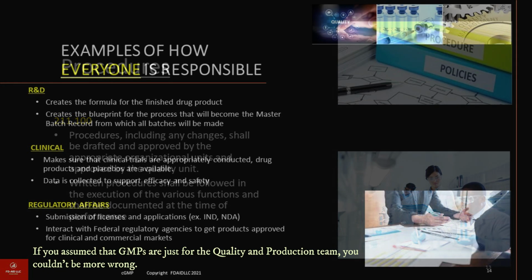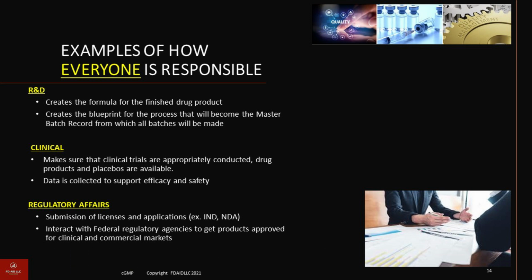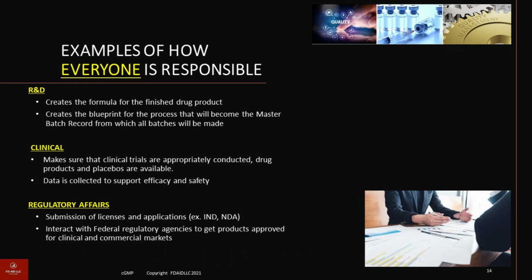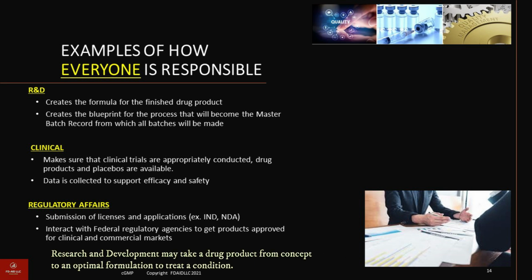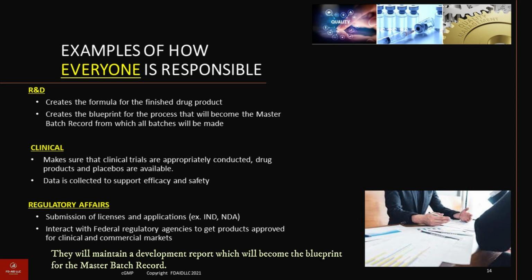If you assume that GMPs are just for the quality and production team, you couldn't be more wrong. Everyone has an impact on GMPs, whether directly or indirectly. Here are some examples of how people and groups that make up a company have an impact on assuring GMPs are followed. Research and development may take a drug product from concept to an optimal formulation to treat a condition. They will maintain a development report which will become the blueprint for the master batch record.